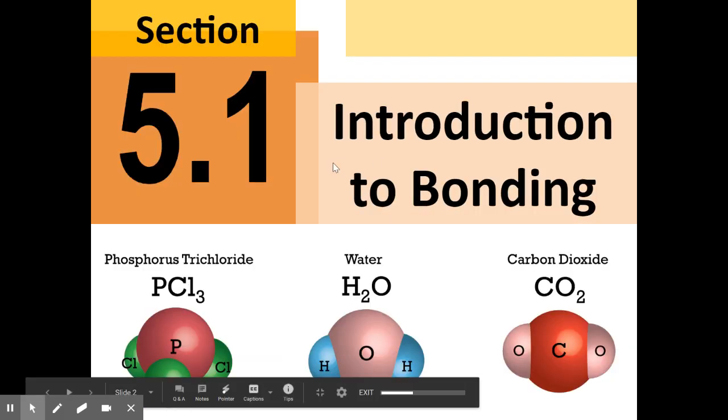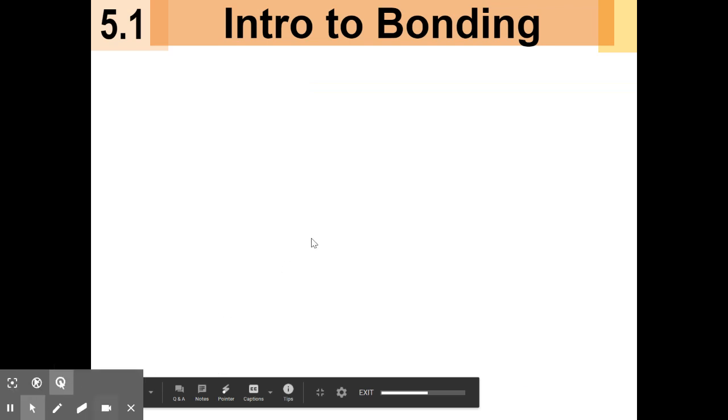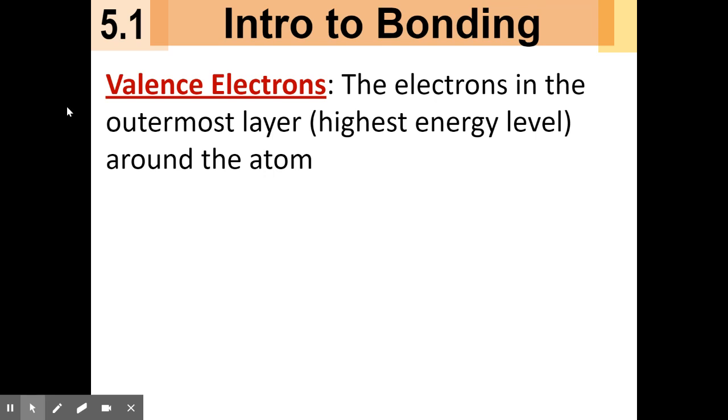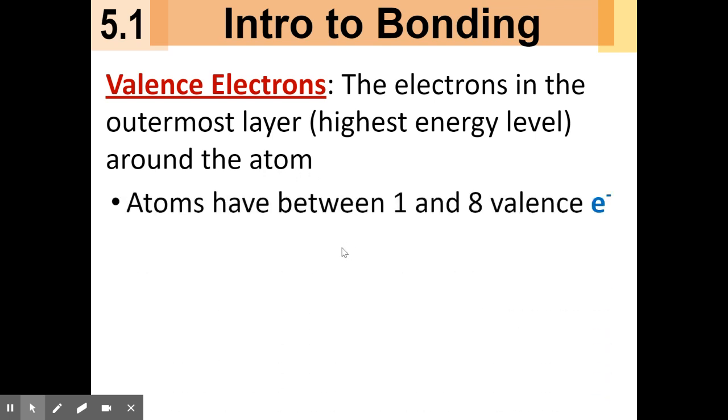All right, so let's get going on this. Now, we began this discussion with a brief review of something that we talked about a little bit in some of our classes last unit, and that was the idea of valence electrons. These are the electrons in the outermost energy level around the atom. These are its outermost electrons. And every atom must have between 1 and 8 valence electrons.